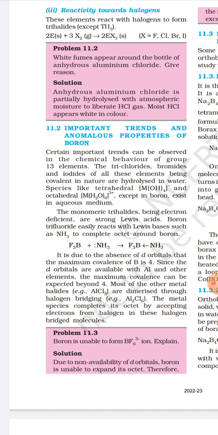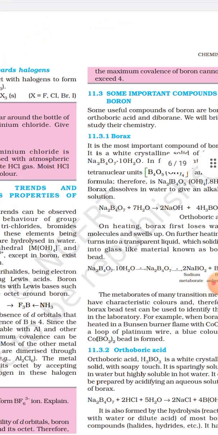It is due to the absence of d orbitals that the maximum covalence of boron is 4, since the d orbitals are available with aluminium and the other elements. The maximum covalence can be extended beyond 4. Most of the other metal halides are dimerized through halogen bridging. The metal species completes its octet by accepting electrons from the halogens in this bridged molecule state.